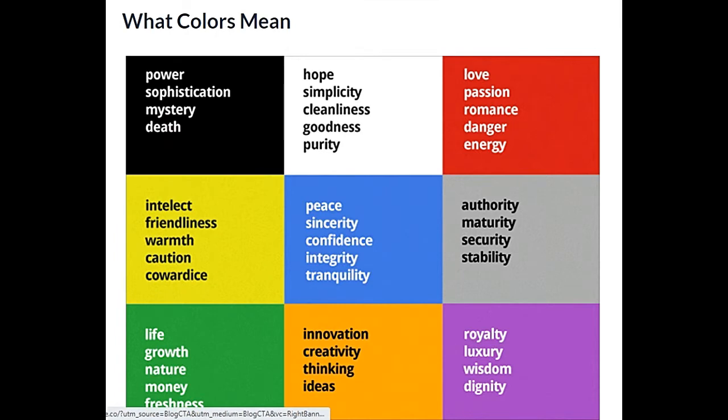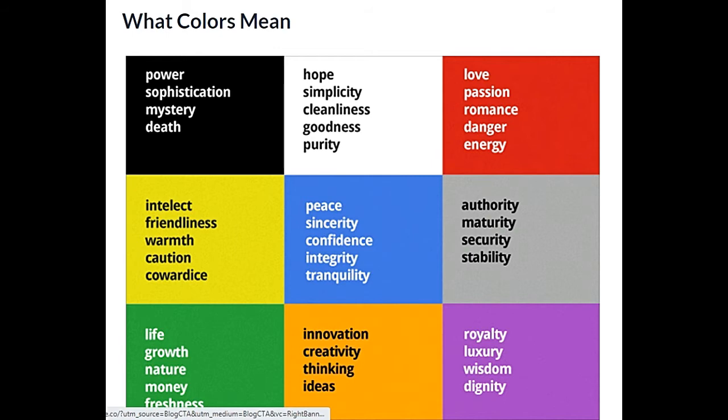What does color mean? What are the meanings of each color that you see every day? Black is for power, sophistication, mystery, and death, while yellow is for intellect, friendliness, warmth, caution, and cowardice. Green is for life, growth, nature, money, and freshness. White is for hope, simplicity, cleanliness, goodness, and purity.